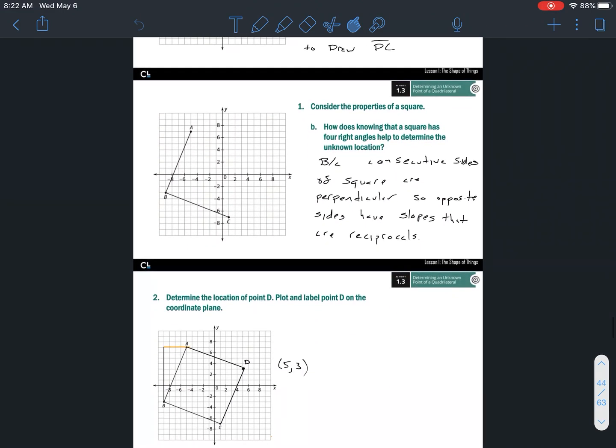Next, part B told us to consider how knowing a square has four right angles helps us determine the unknown location. We know that consecutive sides of a square are perpendicular, so like AB and BC are perpendicular, they cross, so the opposite side slope can be reciprocal. So we know that AB is going to be the same as CD, and BC is going to be the same as AD.